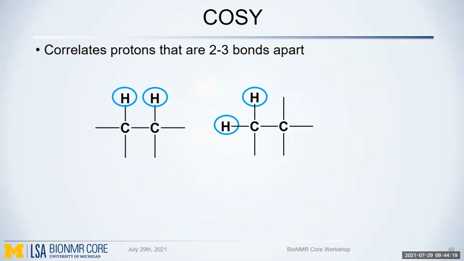So we'll move on to those 2D experiments that are available. The first one is COSY. This is an experiment that correlates protons that are 2 to 3 bonds apart. If you have a molecule with, say, these 2 protons that are 3 bonds apart, and these 2 protons that are 2 bonds apart, in this case, you will see a cross peak in the COSY spectrum indicating the correlations between those protons.